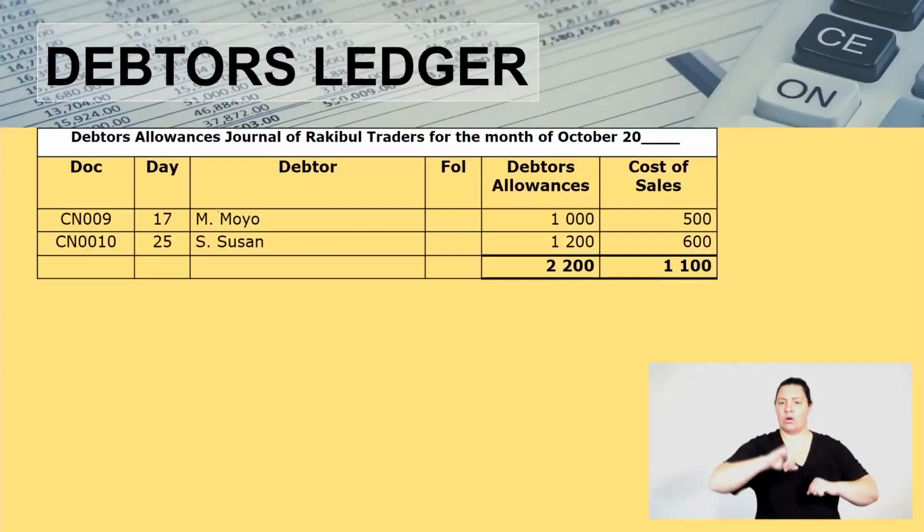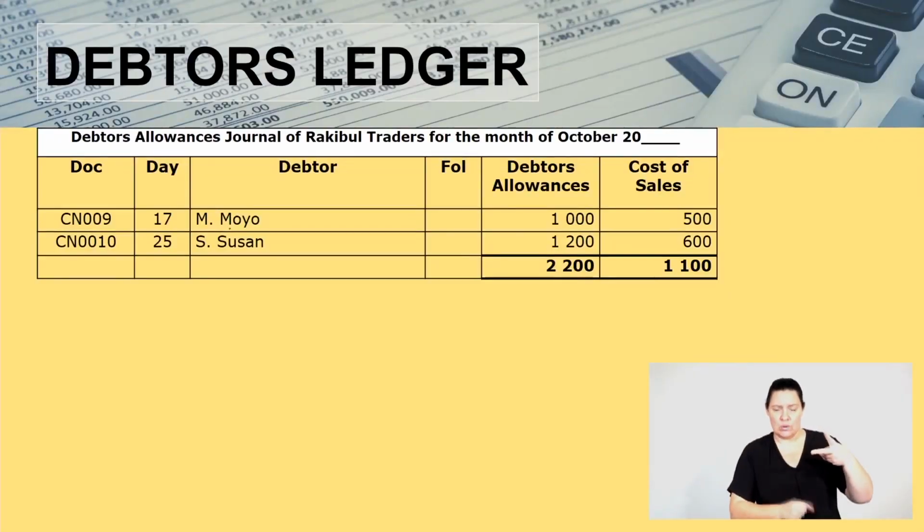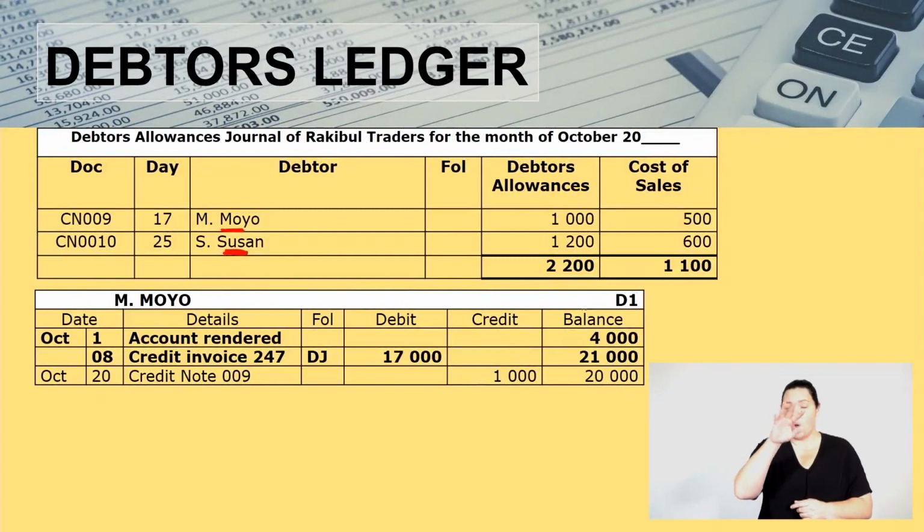So if you look in our debtors allowances journal, we have two debtors here. We have M. Moyo and S. Susan. That means we must have a debtors ledger specifically for M. Moyo. Let's see if we have it. There it is. So M. Moyo is already owing us 4,000 from the previous purchases that they have done.